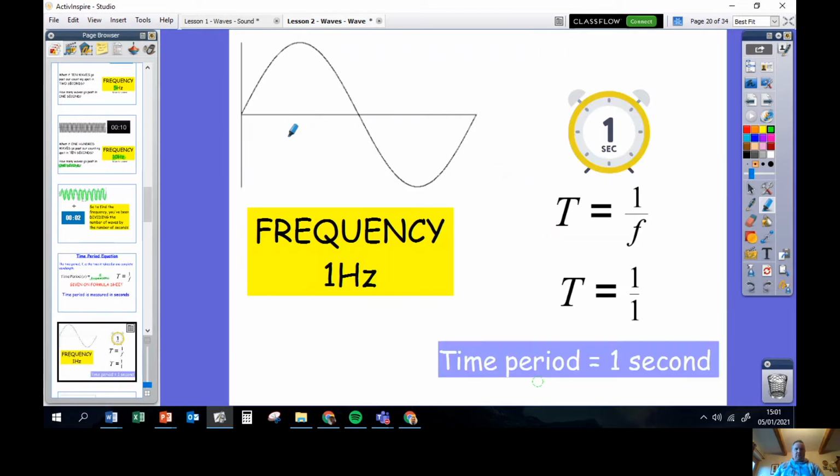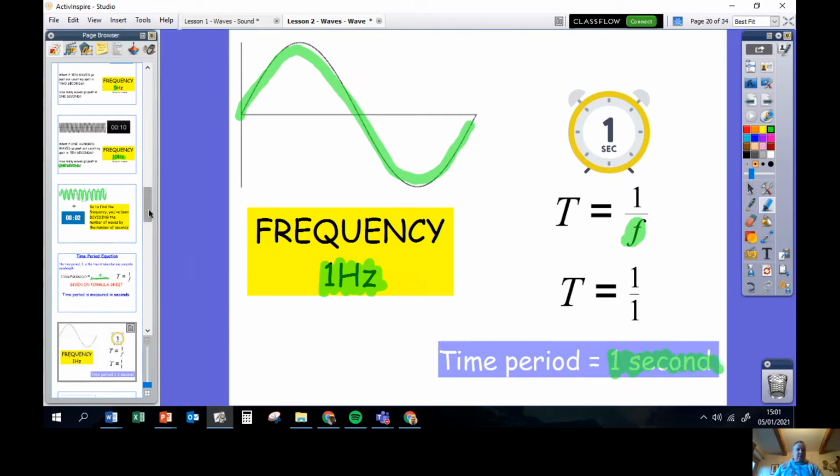So for example, let's look at some of those waves we counted. There's our wave, one wave. In 1 second, it's got a frequency of 1 hertz. So if I want to know the time period of that wave, the time it takes for one complete wave, I do 1 divided by the frequency, 1 divided by 1, and that gives me a time period of 1 second.